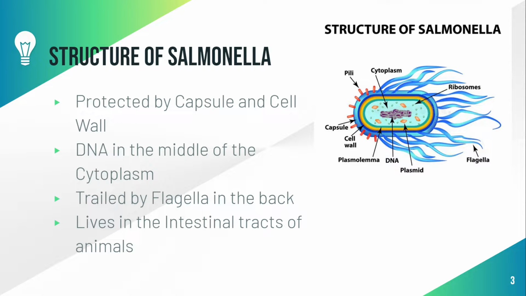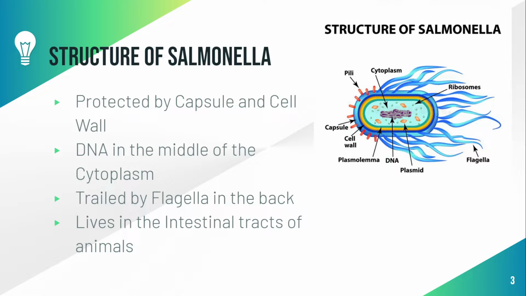The structure of the Salmonella bacteria microbe is based around a capsule, plasmalemma, and a cell wall that protects it. On the outside of the capsule, there's pili. These pili allow the Salmonella microbe to attach to surfaces in the human body. In the middle, there's cytoplasm that contains the ribosomes, plasmid, and DNA right in the middle of the microbe in order for it to replicate and make more Salmonella bacteria.